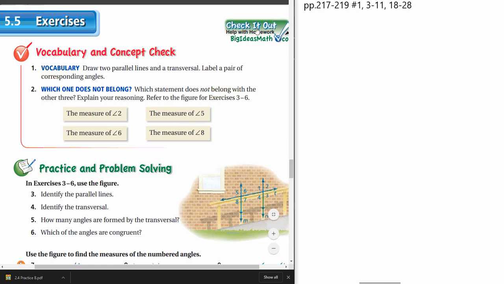Alright, in this video we are going to cover pages 217 to 219, numbers 1, 3 through 11, and 18 through 28. So this is the assignment for section 5.5, the first of two.